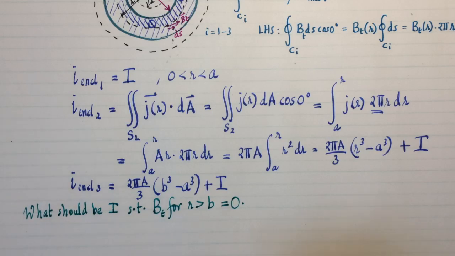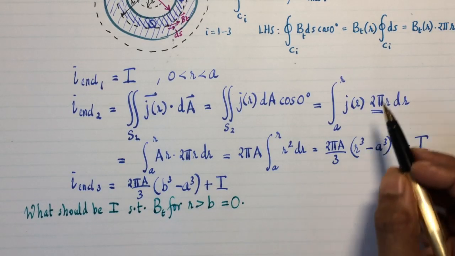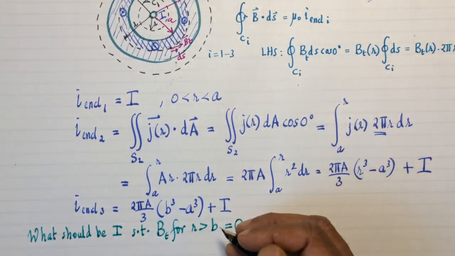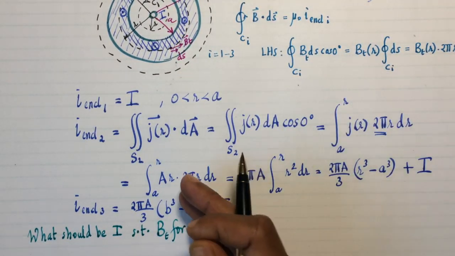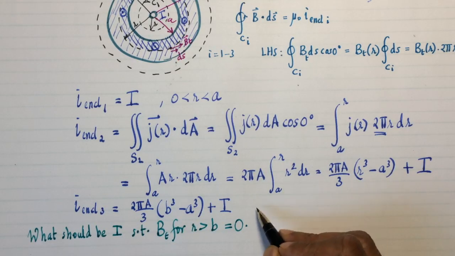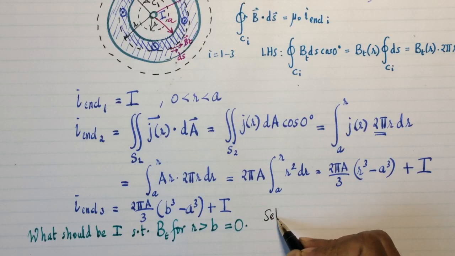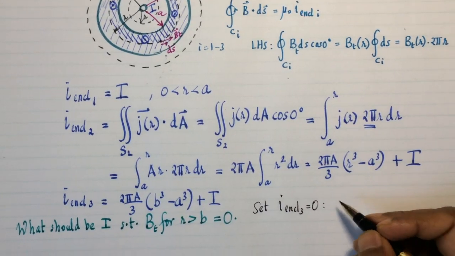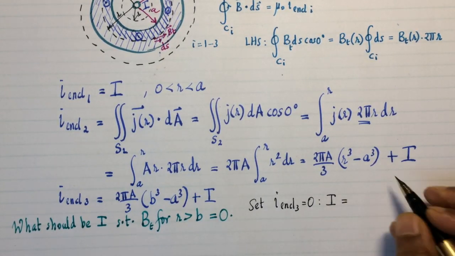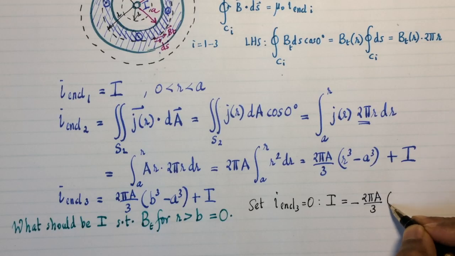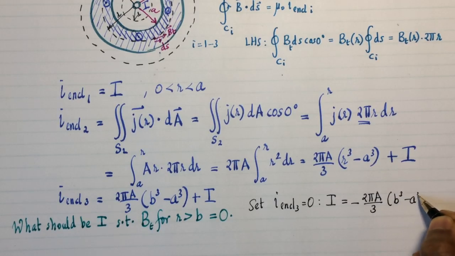Well, let's do that. For the magnetic field to be 0, by Ampere's law, the enclosed current has to be 0. And if you want the magnetic field to be 0 for r bigger than b, it's I enclosed 3 that has to be 0. So all we have to do is set I enclosed 3 equal to 0. And voila, we have our current. The current is going to be negative 2 pi A over 3 times (b cubed minus a cubed).